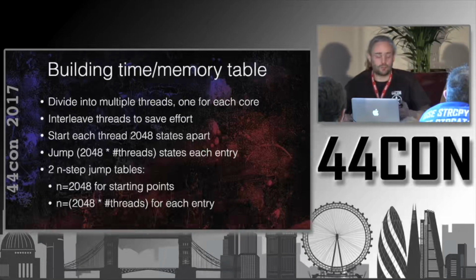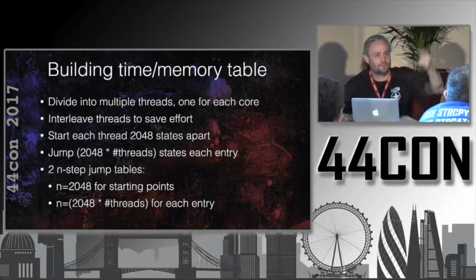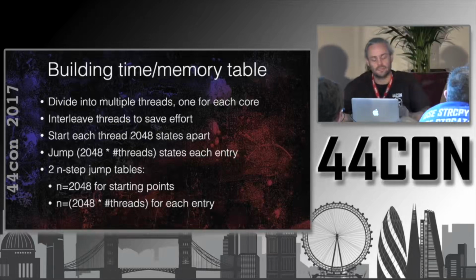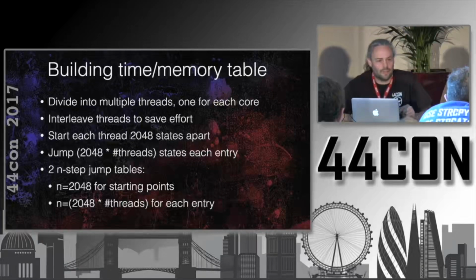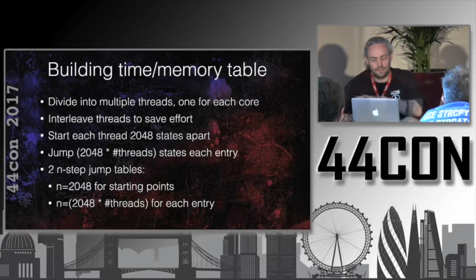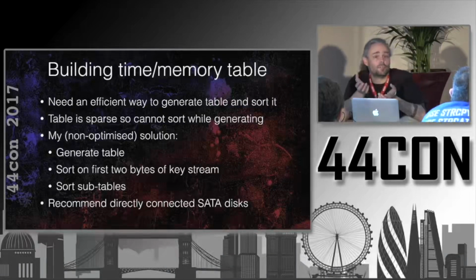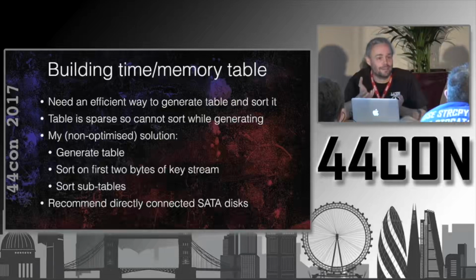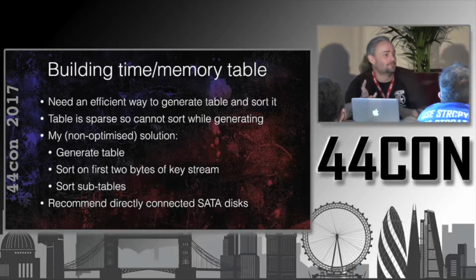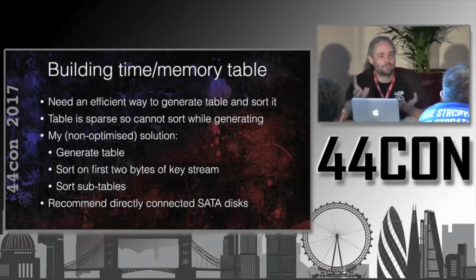But it worked. So I have 2 tables. I have the 2048 table for getting the starting points, and then I have 2048 times however many threads I've got to be the actual jump table for jumping through the blocks. It doesn't matter what order you build them in, because they're random anyway. It's literally a pseudo random number generator, so there's no benefit to building it in any particular order because you can't predict what you're going to get.